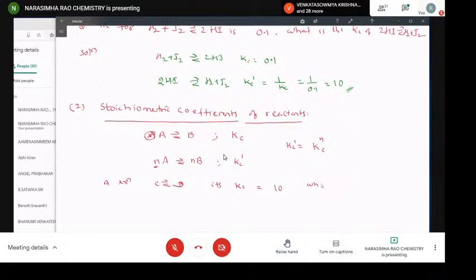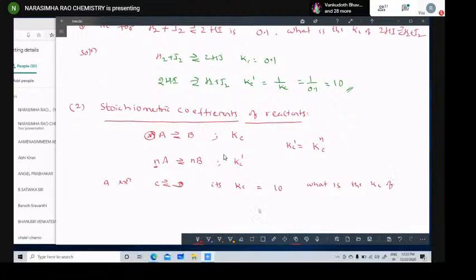What is the Kc of the reaction D is in equilibrium with C? Right, inverse. Sorry, the direction changed. Now, 2C is in equilibrium with 2D.